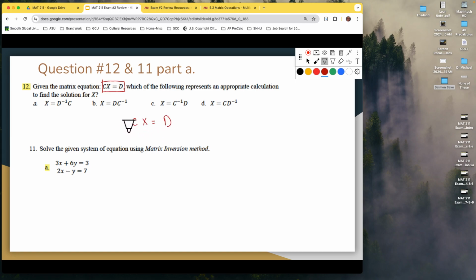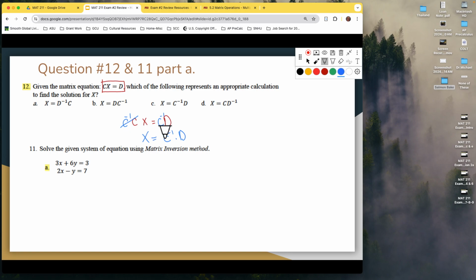To solve this, because it's an equation, we can do the same thing as long as we do it to both sides. I'm going to change colors here just to make it clear. So we would multiply both sides by the inverse of C, and the reason we do that is because the inverse of C times C is the identity matrix, which in matrix language is 1. So these will cancel each other out, and we'll just be left with X equals the inverse of C times D.